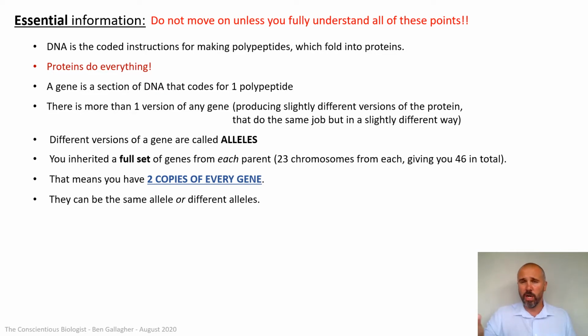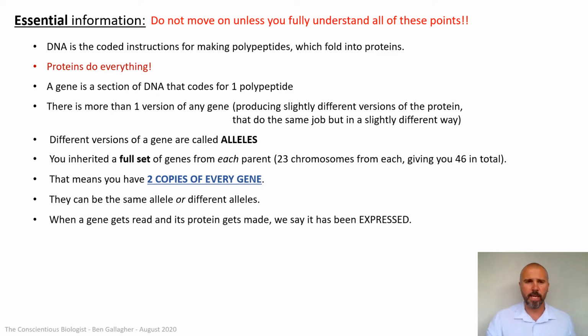So you might have got for your eyes an allele from your mum that says have brown eyes. From your dad, you might have got an allele that says have blue eyes. It doesn't matter. You've got a gene that controls the color protein that's in your eye, but you've got two versions of that gene. They can be the same or they can be different.